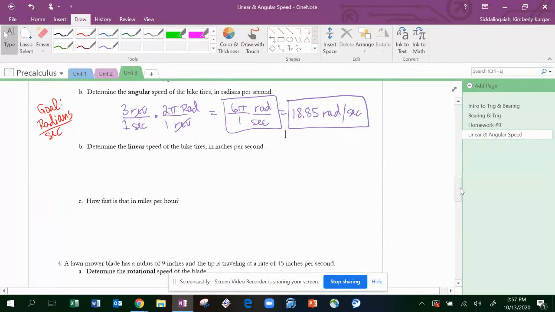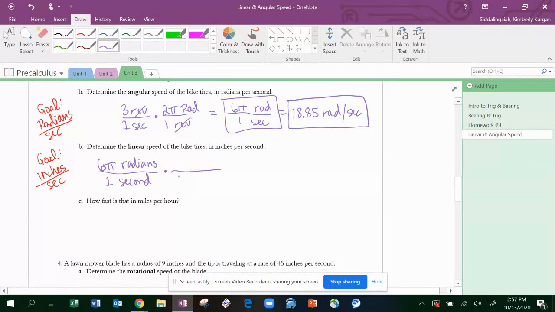Okay, next one is linear speed. So for linear speed, our goal is to get to inches per second. Nice thing is we're sticking with the seconds. So now we have to get to inches. We're going to pick up right where that last one left off, with that 6 pi radians over 1 second.